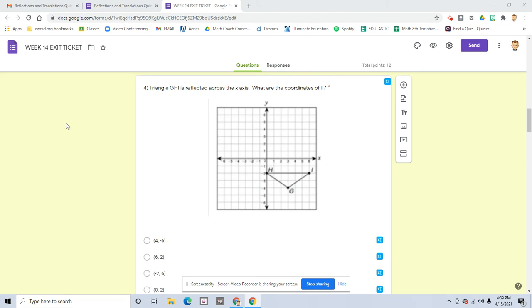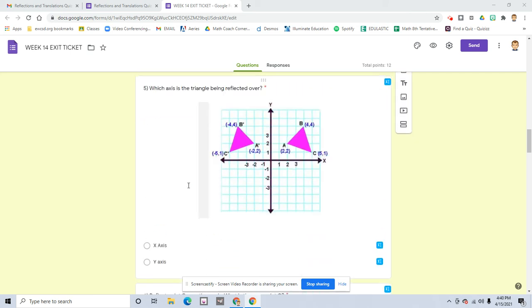Triangle GHI is reflected across the x-axis. What are the coordinates of I prime? You're going to go ahead and try to reflect this over here and look at where the new I will be. Here's one of the I's, okay? And it's set across the x-axis, okay? Be careful. This is the x-axis. So if you go 2 spots here, you're going to go 2 spots here, okay? Remember the reflection, all right? I'm helping you guys out too much.